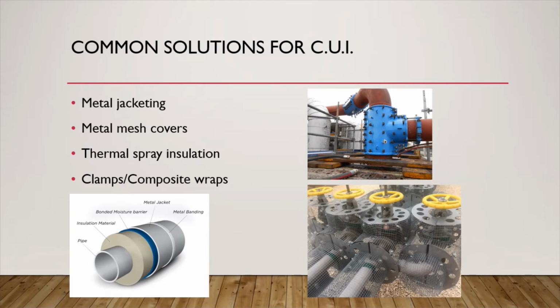Common solutions for CUI can be found in metal jacketing of the insulation to prevent water from penetrating the insulation in the first place, or metal mesh covers if the insulation is for any other purpose besides maintaining the temperature of the process. For example, if the insulation is being used for personnel protection, it would be better to install the cage around it to prevent people from accidentally touching it and getting burned.